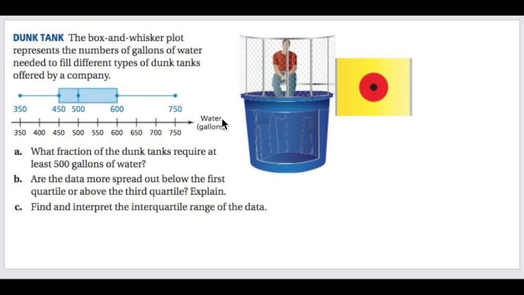But I want to go over some examples. Today is more about box and whisker plots interpretation. So by looking at a box and whisker plot, what is this telling me? So I thought I would share this problem with you about a dunk tank.